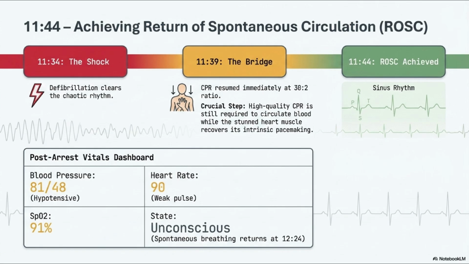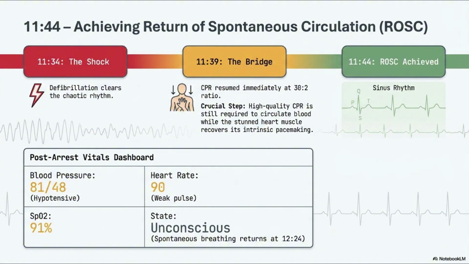The systemic hypoxia during the arrest has caused widespread vasodilation, dropping his systemic vascular resistance while his stunned heart fails to generate adequate cardiac output. His oxygen saturation is struggling at 91% too. And he remains unconscious, only showing a purposeful response to painful stimuli. So to combat that catastrophic hypotension, the team has to drastically increase his normal saline infusion from a maintenance rate of 25 milliliters an hour up to a wide-open 100 milliliters an hour.